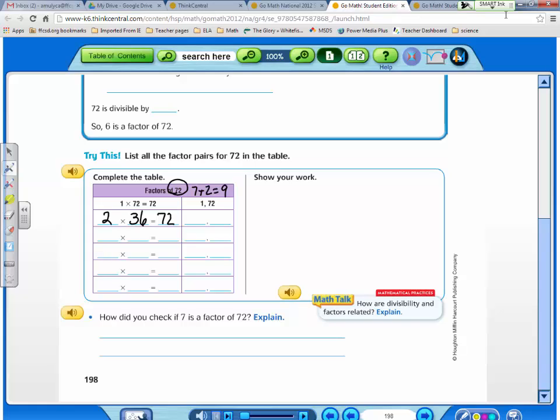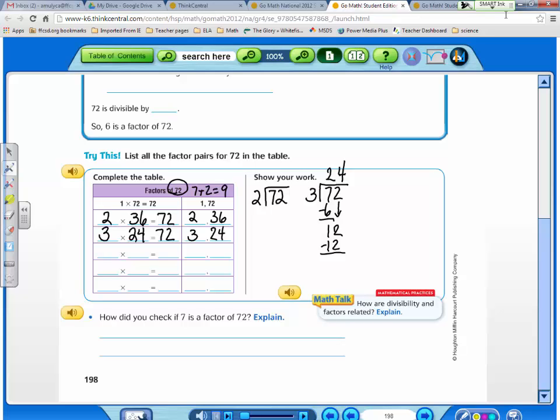Now I may not know that in my head, so I may have to come over here on the side and do a little division problem to figure it out. So that gives me factors of 2 and 36. Now I check for 3. I already did the sum of the digits, which was 9. 9 is divisible by 3, so I know that 3 is a factor. Again, I may have to set up a little problem here and figure out exactly how many times 3 goes into 72. And so that's 24. 3 times 24 gives me 72. So that gives me factors of 3 and 24.